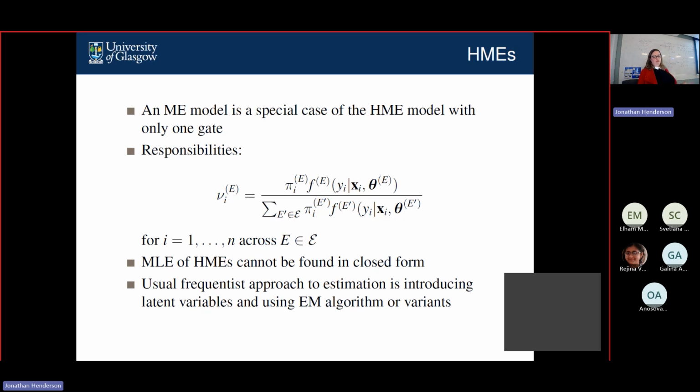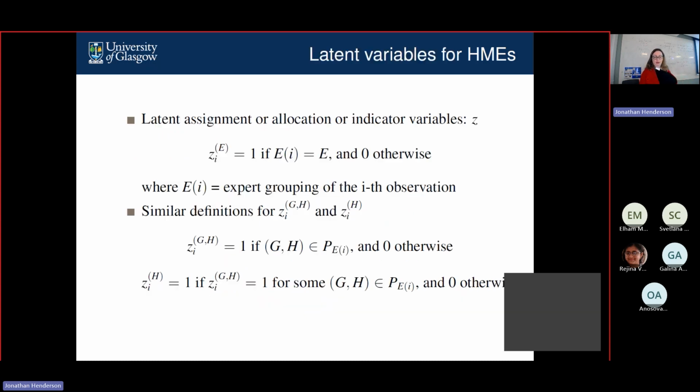We actually use an element of the latent variables in the Bayesian approach, so I'm going to talk about those now and then move quickly on. If you've seen clustering or mixture models in that setting, this is probably going to look pretty familiar. Basically, we introduce these latent variables that tell us whether or not we're in a particular expert or a particular gate, if we're observation i. So that's all it's doing. It's basically a binary vector with a one if z_i^e, if the expert for the i-th observation is equal to e, and zero otherwise. So it's just telling us, hey, you're in expert one, or hey, you're in expert four.